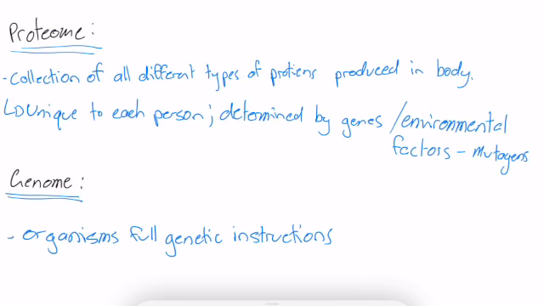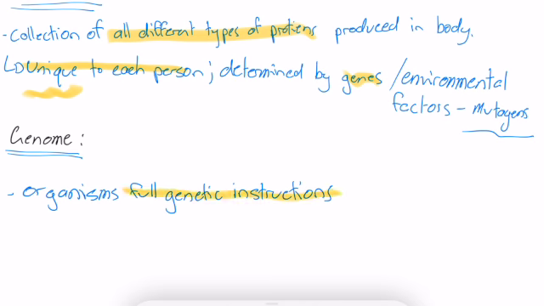A final thing that I will talk about for the syllabus point is that of a proteome and genome. So a proteome is a collection of all the types of proteins that are in the body. We know it is unique to each person because it's determined by our genes, but it's also determined by environmental factors. So things like mutagens can manipulate the types of proteins that we have in our body. Looking at a genome, we know a genome is an organism's full set of genetic instructions.